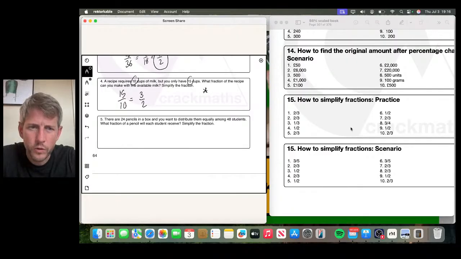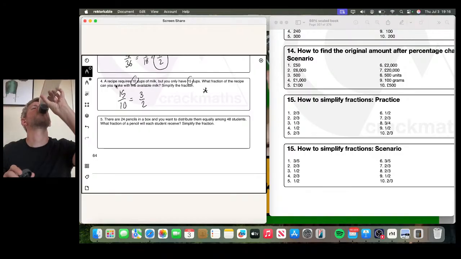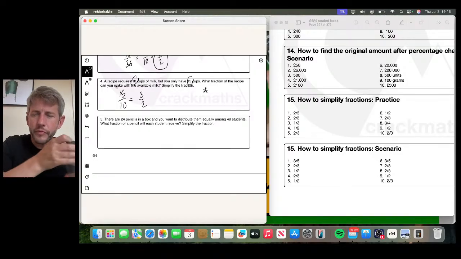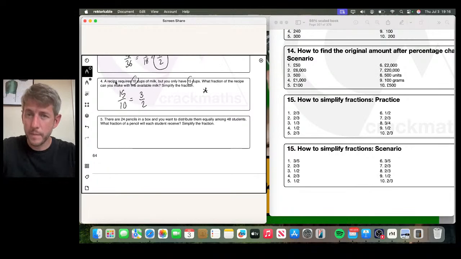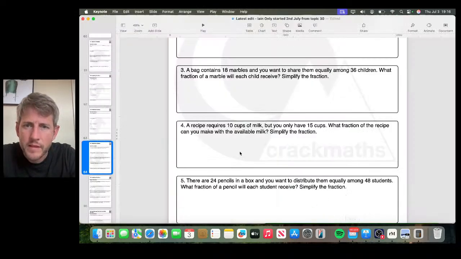So question 4 is this one here. So the answer is 2/3. I think these two numbers are the wrong way round. Right, let's just check one last time. A recipe requires 10 cups of milk, but you only have... Yeah, so those numbers are the wrong way round. So I need to switch those.